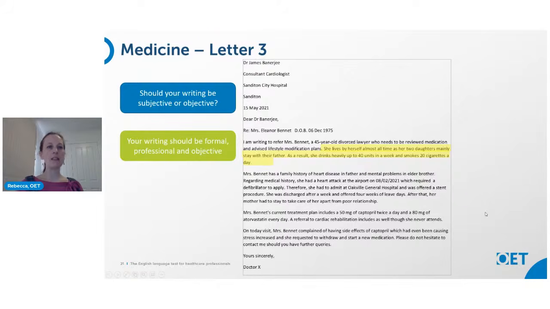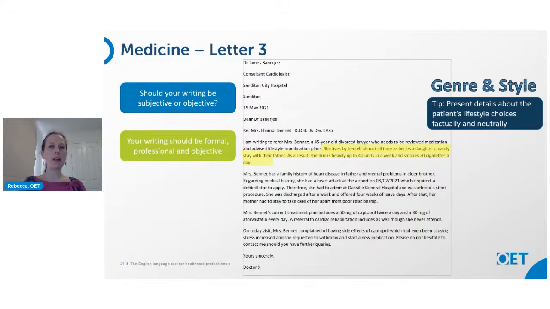And these sentences, which provide the patient's social history, make connections where none were given in the case notes. So, for example, the suggestion is that the patient drinks and smokes because she lives alone. That's not said in the case notes, and that is a subjective opinion rather than fact. So my tip here for genre in style is try to present details about the patient's lifestyle choices as factually and neutrally as you can.